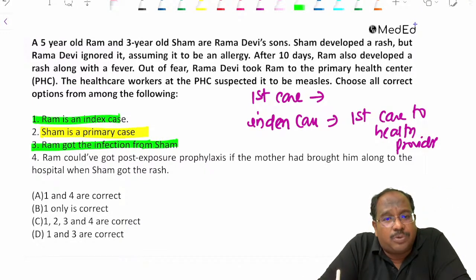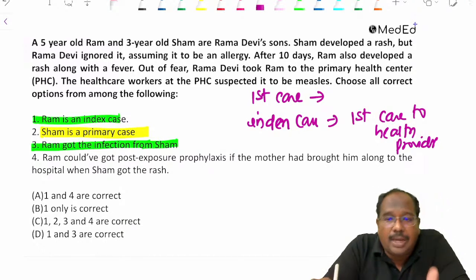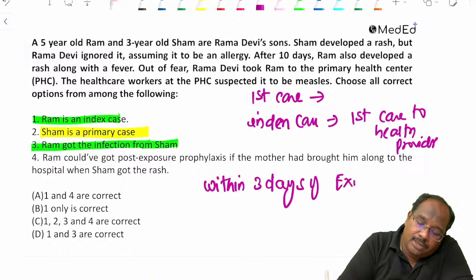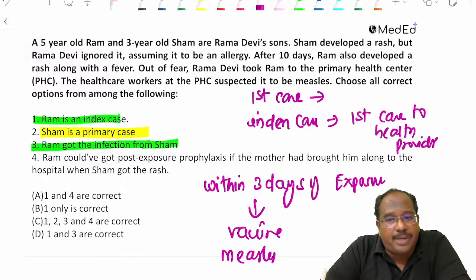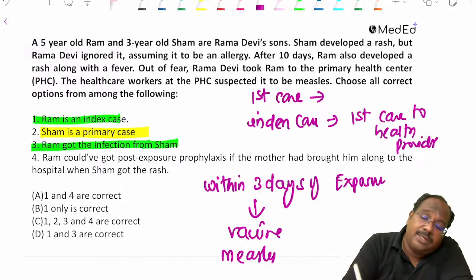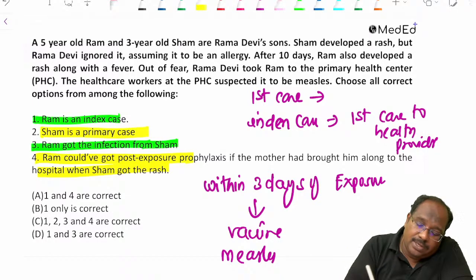Ram could have got post-exposure prophylaxis if the mother brought him on time. So look here. Following exposure, we have to provide it within 3 days. Within 3 days of exposure, you can provide the measles vaccine to prevent the disease. The disease incubation period is 10 days, the vaccine incubation period is 7 days. So if the mother brought the child to the hospital within 3 days, we could have given the vaccine and prevented it. The fourth statement is also right. All the statements are right, so the answer is 1, 2, 3, 4.